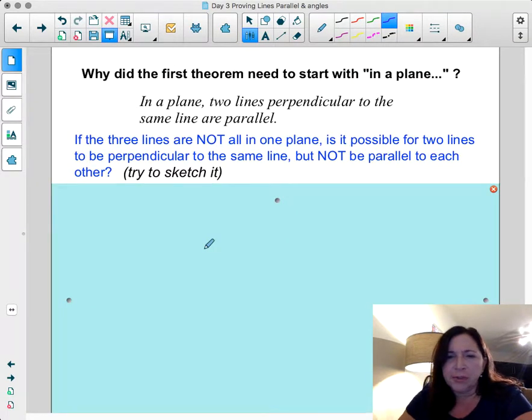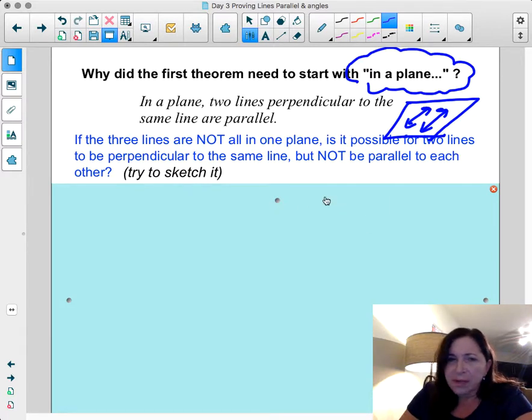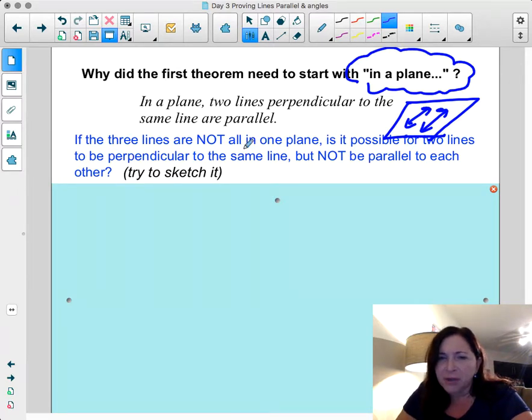In the first theorem, though, it said in a plane. And that's really important because you need to realize that parallel lines have to actually be in a plane to be parallel. If they're not in the same plane, they could be skew. So the question is, if you have three lines, and the three lines are not all in one plane, is it possible for two lines to be perpendicular to the same line, but not be parallel to each other?